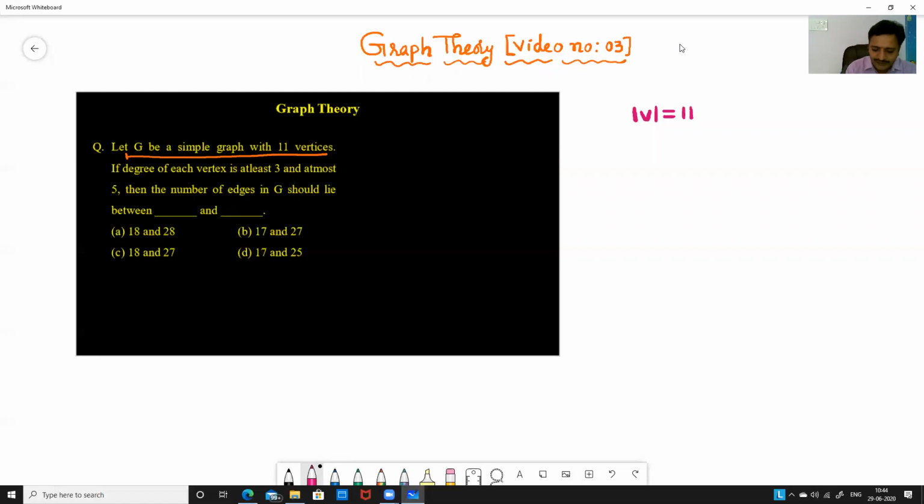And if the degree of each vertex is at least 3, whenever they mention at least 3, that indicates the minimum degree among all vertices. But we know that the minimum degree among all vertices is denoted by small delta of G, which equals 3. And at most 5 indicates the maximum degree of all vertices, denoted by capital delta of G, which equals 5. Then the number of edges in G should lie between dash and dash.